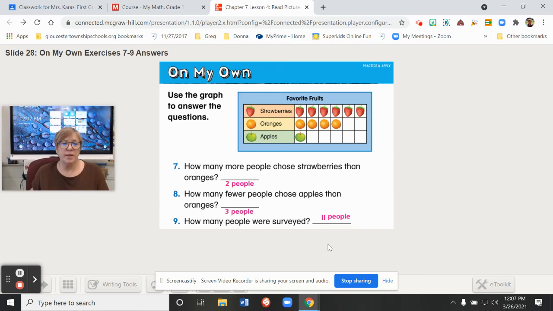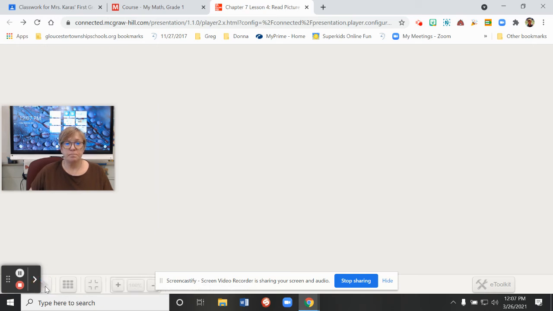Okay, so here are your responses. How many more people chose strawberries and oranges? And again, if you look, how many more go past? Okay. How many fewer people chose apples than oranges? Well, here you can count the ones that weren't filled in, and then how many people were surveyed. You can pause if you need to correct your answers.